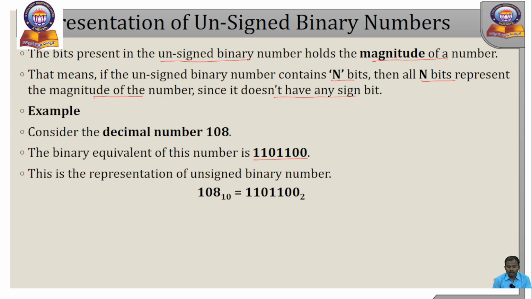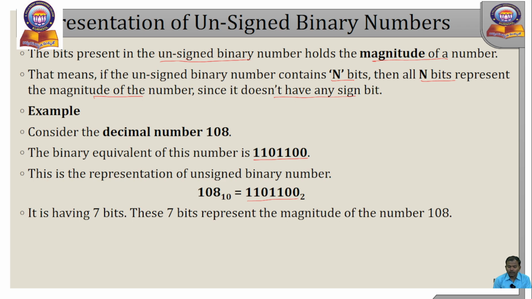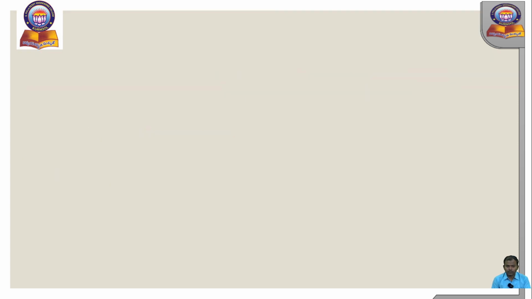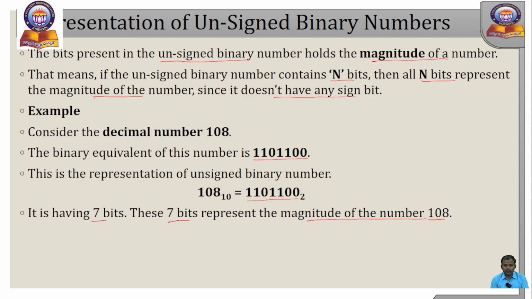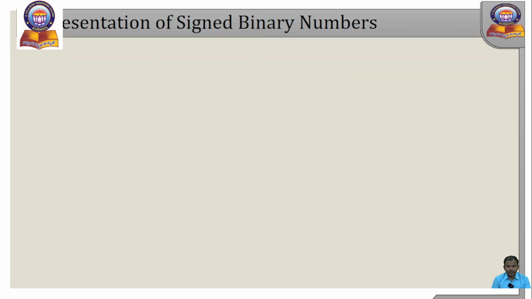If I have to represent this as an unsigned binary number, I can just represent it with this binary equivalent. It has a total of 7 bits. All these 7 bits are the magnitude of the number, which is 108. That is how I can represent unsigned numbers. All the bits represent only the magnitude. Then let us take the representation of signed binary numbers.